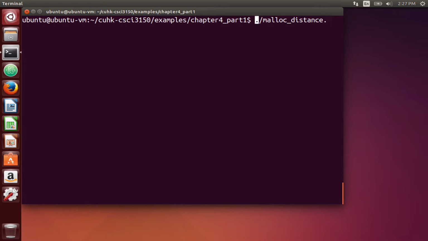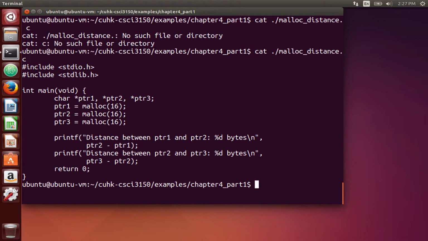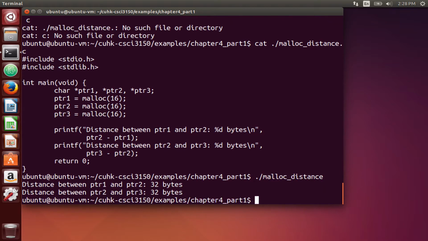First I'll let you see it. So the same program, this time I have one more. One is 1 to 2, and another is 2 to 3. It's the same thing. Let's go. So what do you expect? What's the meaning here? I've got two allocations, which should be side by side, but the distance is not 16.